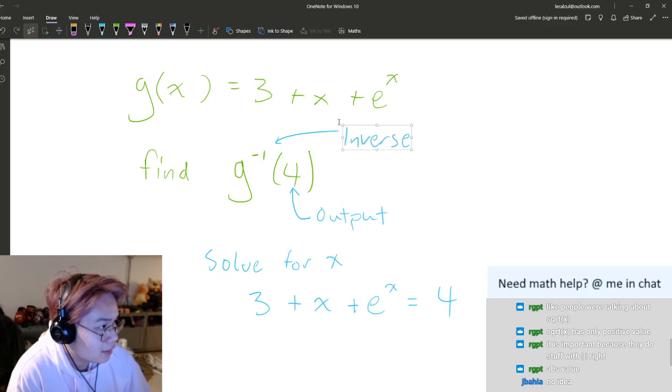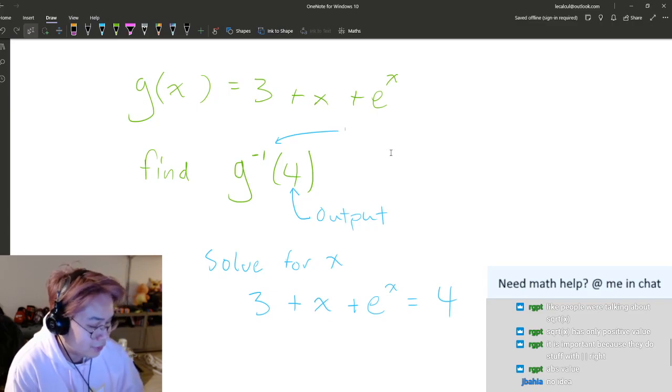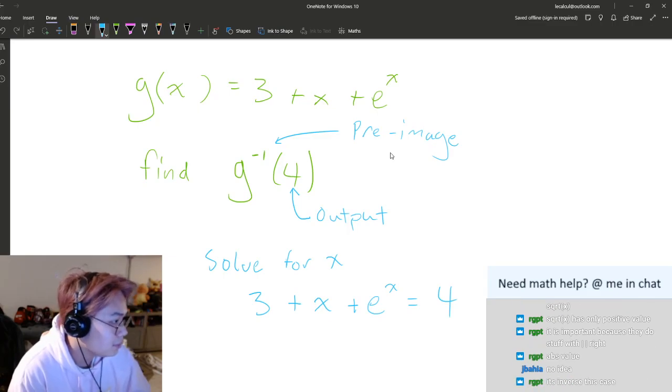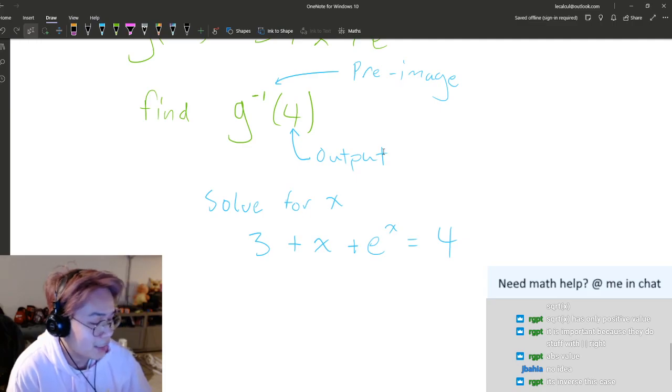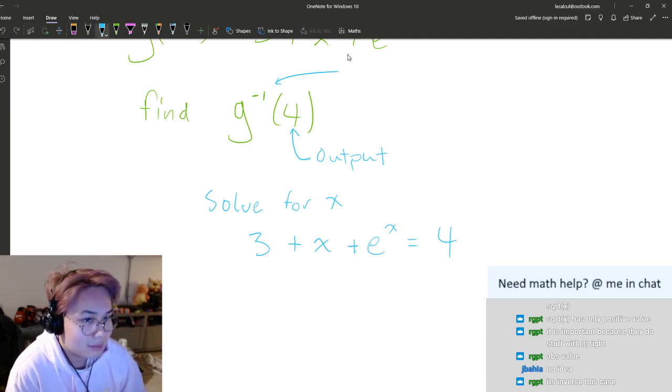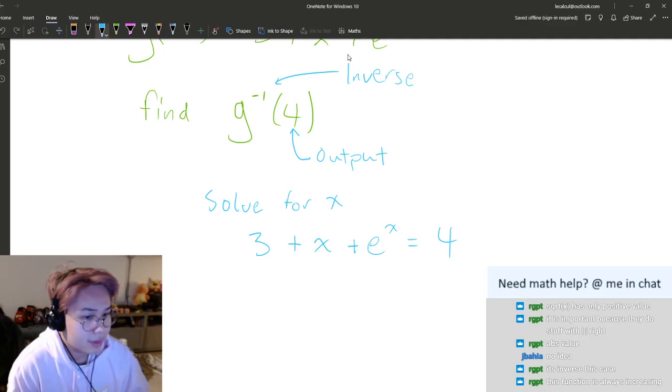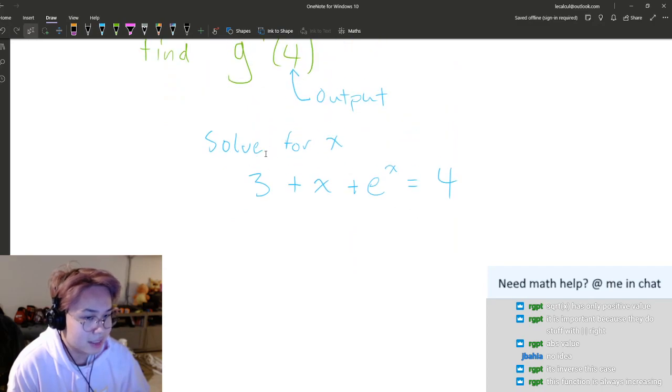And yeah, you might not want to call this technically an inverse. You can call it a pre-image. But essentially it just means find the x. Yeah, it's an inverse in the case, because I'm sure it was a proper function, and it was 1-to-1. But anyways, you need to solve this equation here.